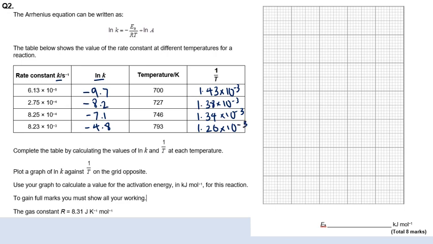And then it asks us to plot a graph. It even tells us what to do. Look, it says plot ln K against 1 over t. So you can have ln K on our x-axis and 1 over t on our y-axis. Okay, but you should know that through revision anyway.